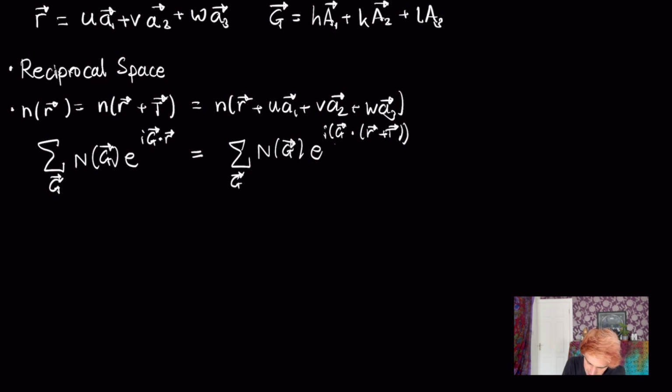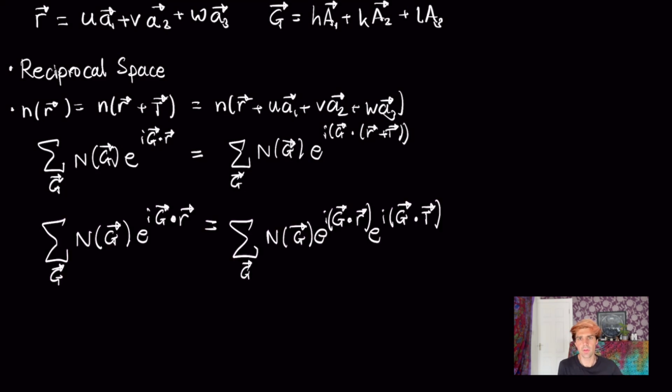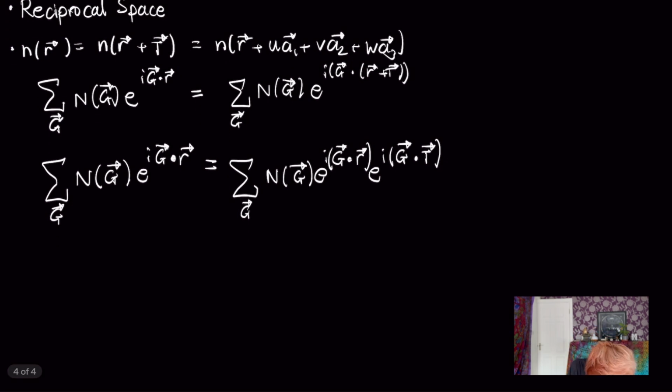As you'll notice, the exponential right here, you can actually separate into two separate terms. And when we do that, we get this. So we can see that the only way in which we can make this equivalence hold is that this exponential, e to the i g dot t, has to equal 1. Because if this does not equal 1, then this entire equation does not balance. So we have this condition where e to the i g dot t is equal to 1. This has to be the case in order for G to have translational symmetry.